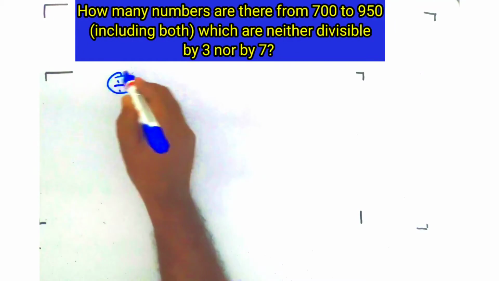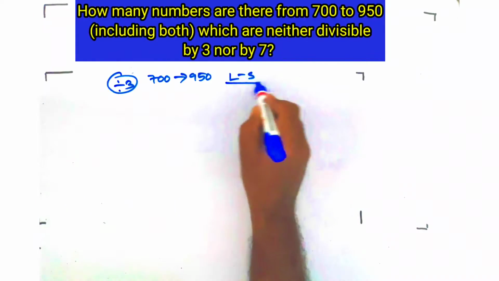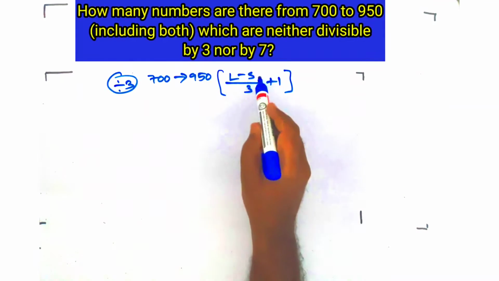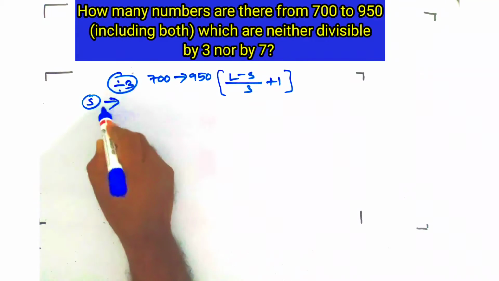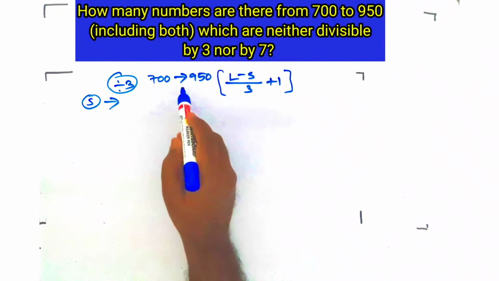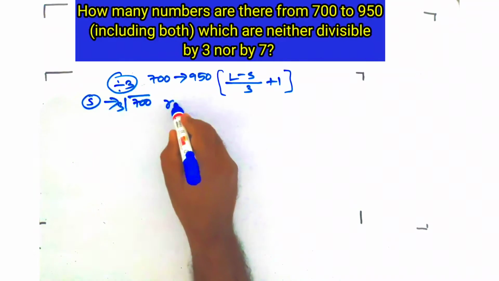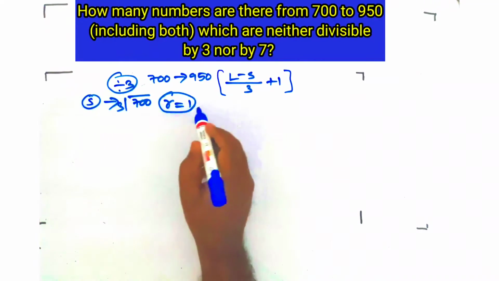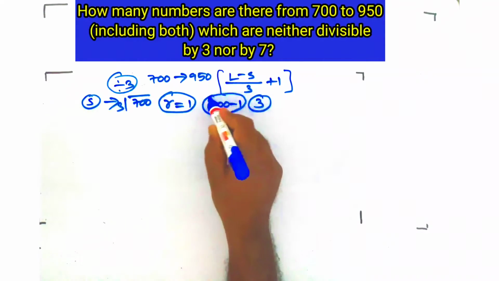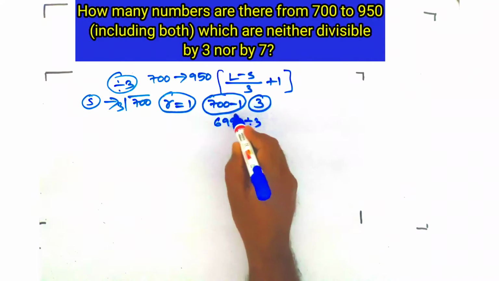Our next step is to find the number of numbers which are divisible by 3 from 700 to 950. So the equation here is (L minus S) by 3 plus 1. All we have to do is find L and S. To find S, we have to find the lowest number from 700 to 950 which is divisible by 3. For that we divide 700 by 3. On dividing, the remainder will be 1. From this we know that 700 minus 1 will be a multiple of 3. That means 699 is a multiple of 3, or it is divisible by 3.